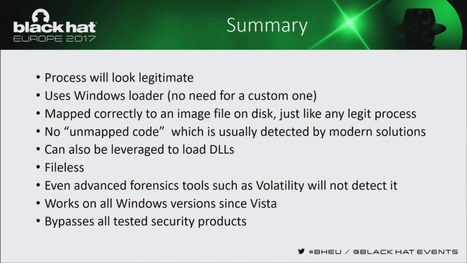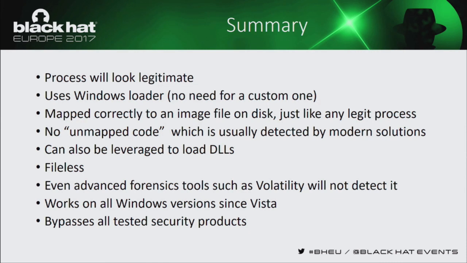To sum up, process doppelganging allows us to take a malicious executable, load it in the context of a legitimate looking file, and create a process out of it. We use the Windows loader, right? So there's no need for a custom reflective loader of any sort. The file is mapped to an image file correctly on disk, just like any legit process.